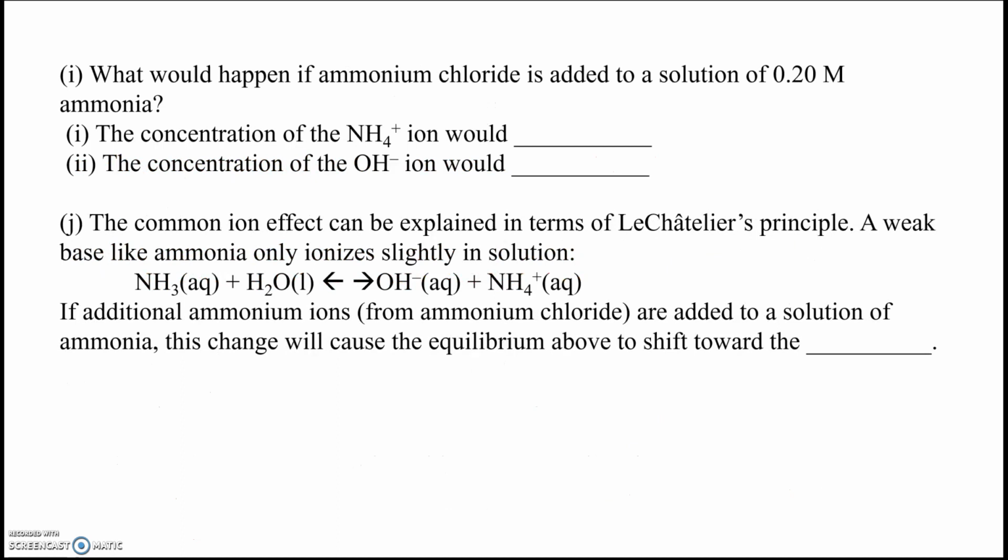Now, what would happen if we added ammonium chloride to this solution? Well, that's going to make the concentration of the ammonium ion increase, but it's going to make the concentration of the hydroxide ion go down. And again, we can look at this by Le Chatelier, and we can see that if additional ammonium ions from ammonium chloride are added to this solution, we are going to get a shift to the left.